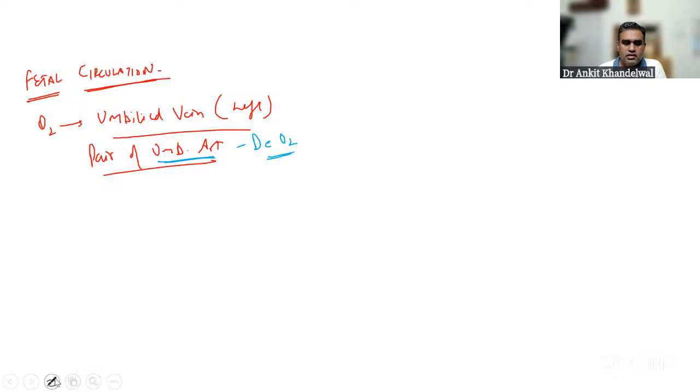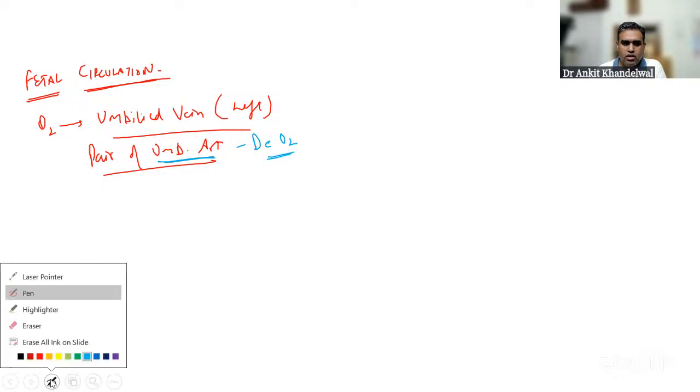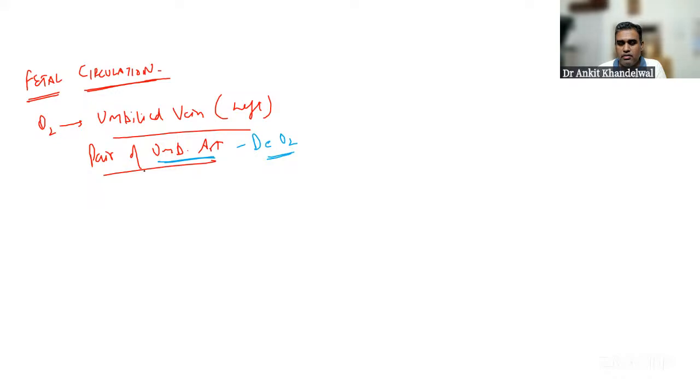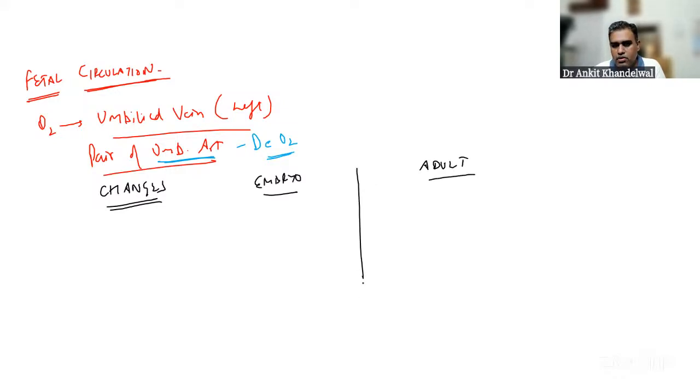Now here I will just give you a good idea, because I am not going into details of it; that we will do again in development of the heart. Changes which occur and the clinical implication. So suppose this is an embryo and this is an adult. We try to make a table of the changes which will occur from embryo to adult. First change: in the embryo, we have the umbilical vein. This becomes the ligamentum teres in the adult.